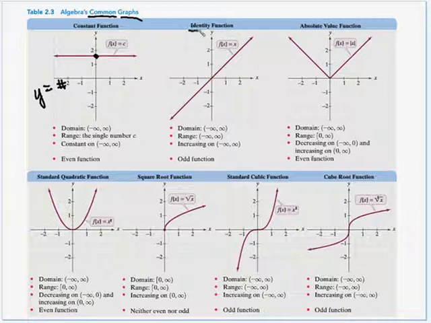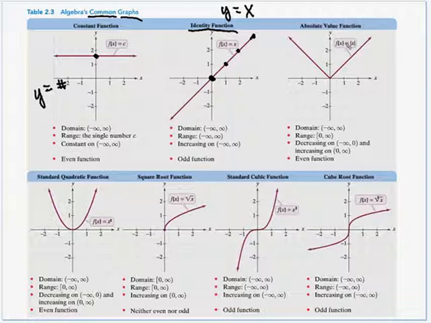The basic identity function, or the basic linear function, is just y equals x. Whatever your x coordinate is also your y coordinate. So (1, 1), (2, 2), (3, 3), and so on. You know, that is a line. It has the y-intercept of the origin, slope of 1.